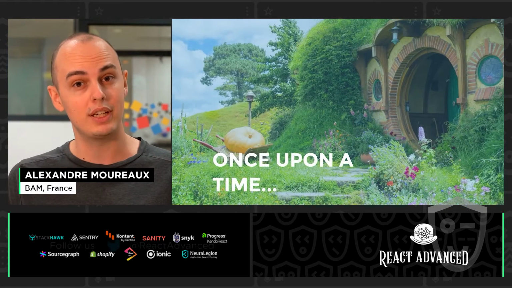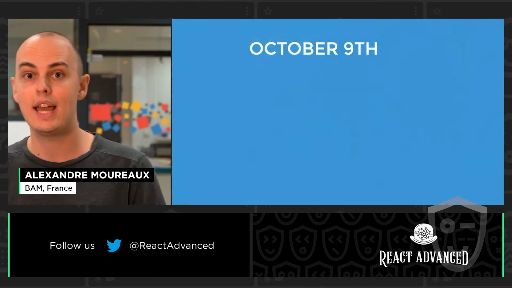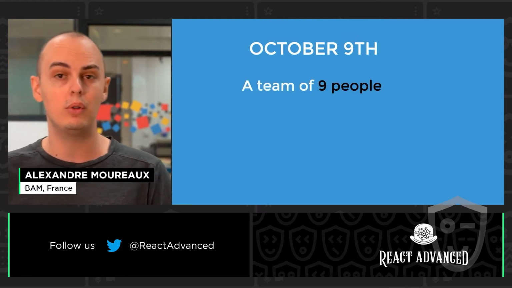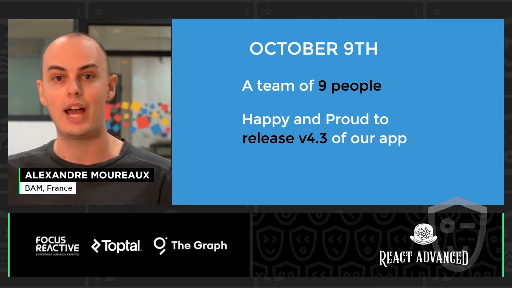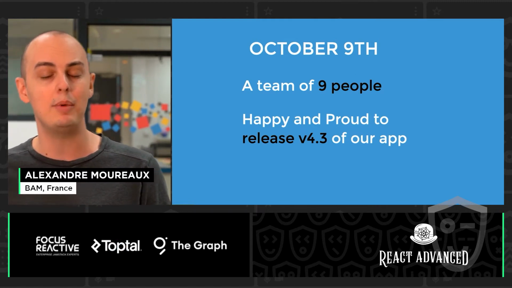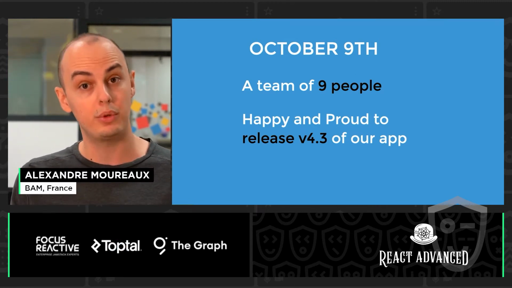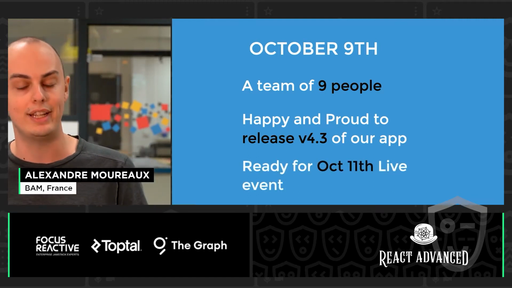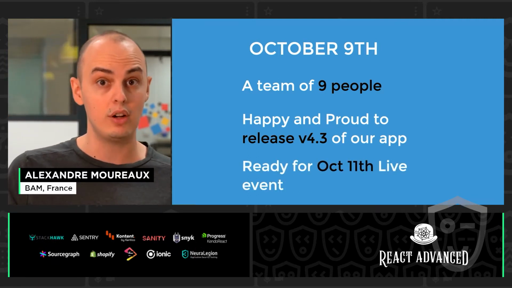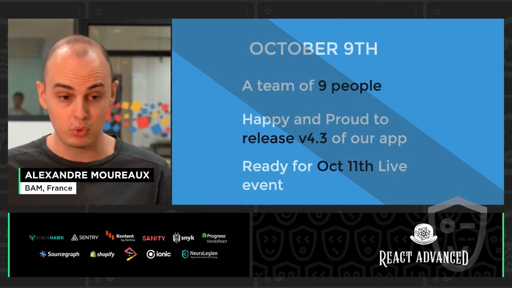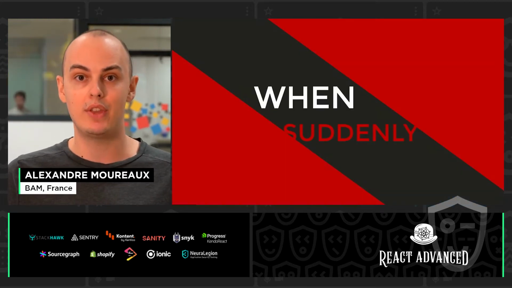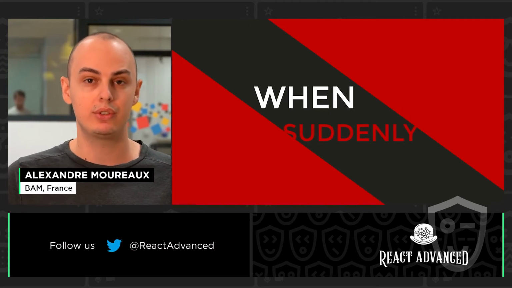And our story begins in October. We're a team of 9 people, and we're very happy and proud to release version 4.3 of our app. Why are we so happy and proud? Because we were getting ready for our October 11th live event that the app was covering, and we were adding a lot of essential features to the app. We're super happy, but then the unexpected occurs.